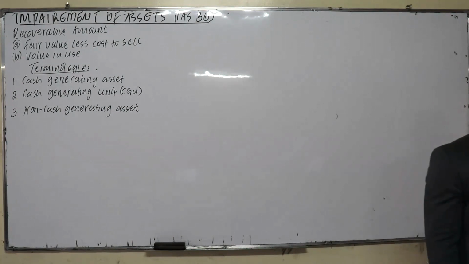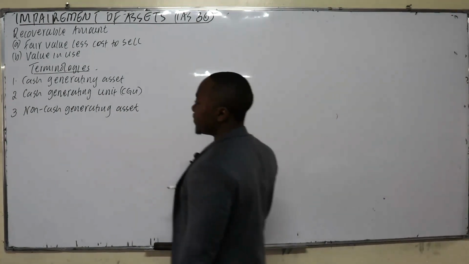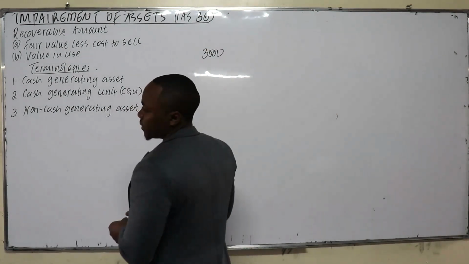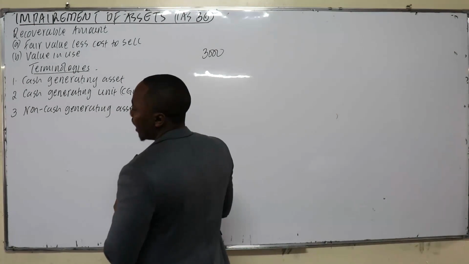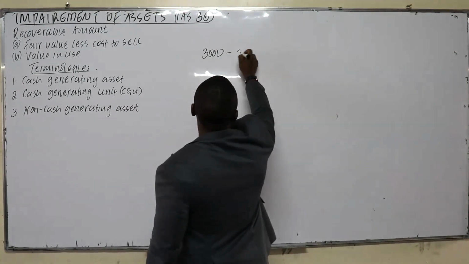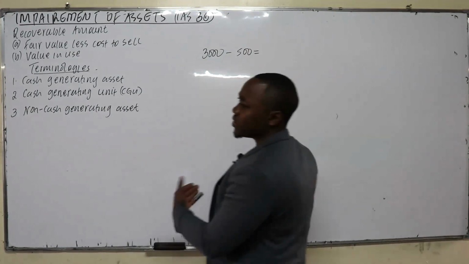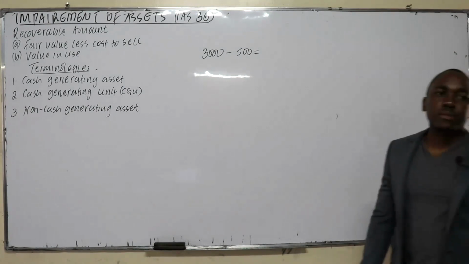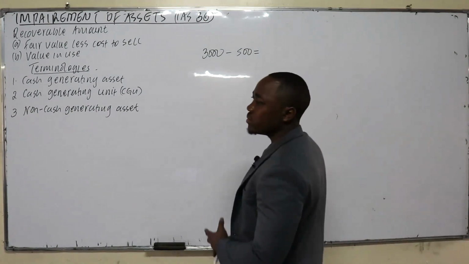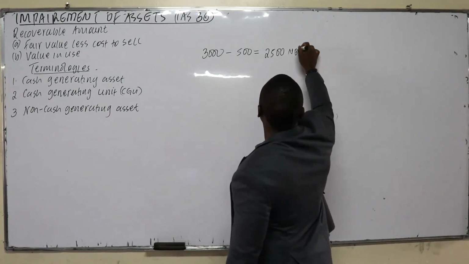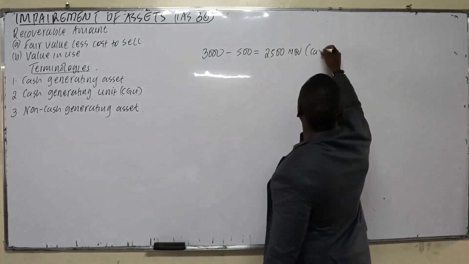Are you together? Now take a scenario. For example, you have a vehicle worth 3 million. That's the cost, and you have been with this asset for 1 year. During the year, you charged a depreciation of 500. That was the depreciation charge for the year. So how much is the carrying amount or the net book value? The amount of 25. Now this net book value is what we call the carrying amount.